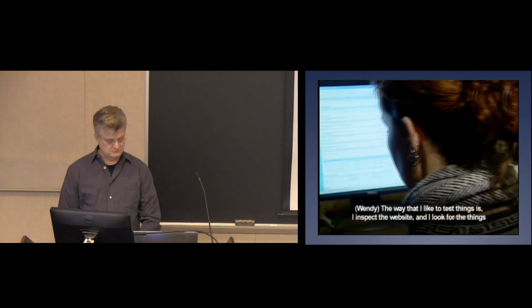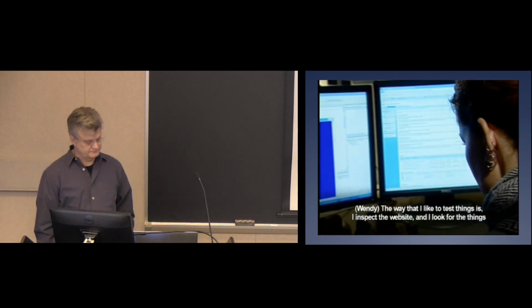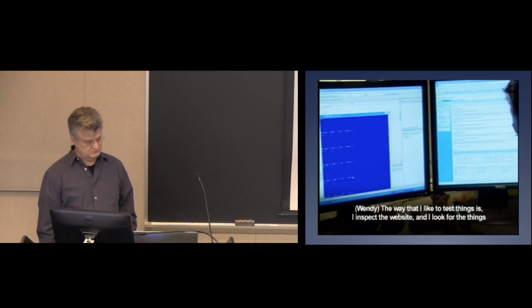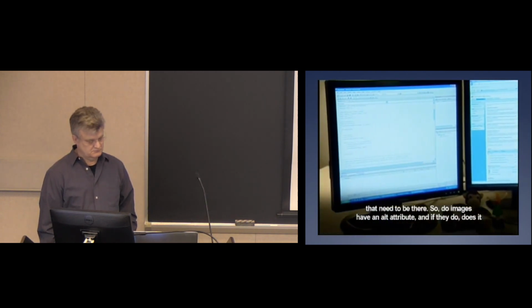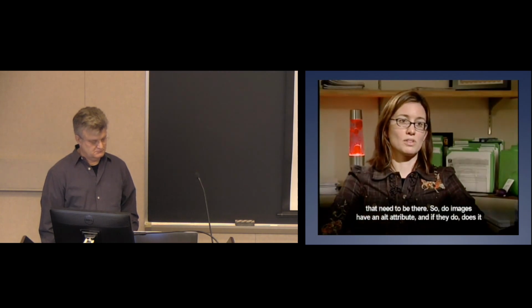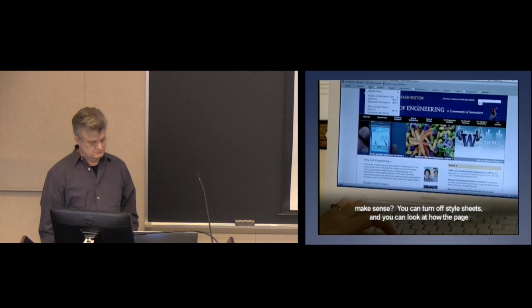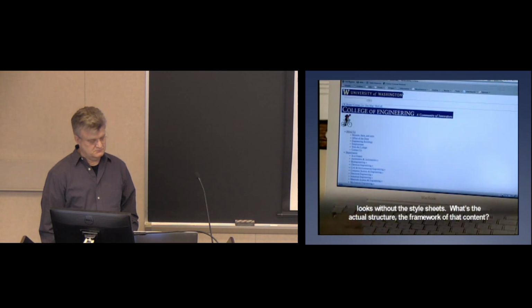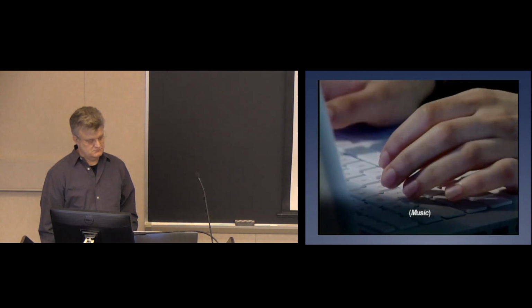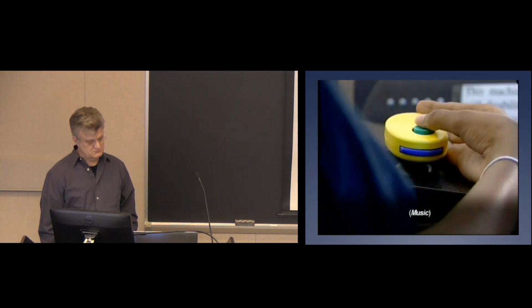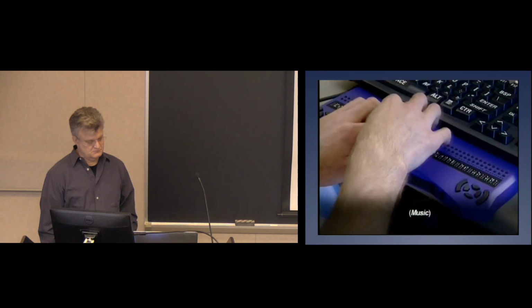The way that I like to test things is I inspect the website and I look for the things that need to be there. So, do images have an alt attribute? And if they do, does it make sense? You can turn off style sheets and you can look at how the page looks without the style sheets. What's the actual structure, the framework of that content? People use keyboards, a two-button device, a braille display, and an iPhone.